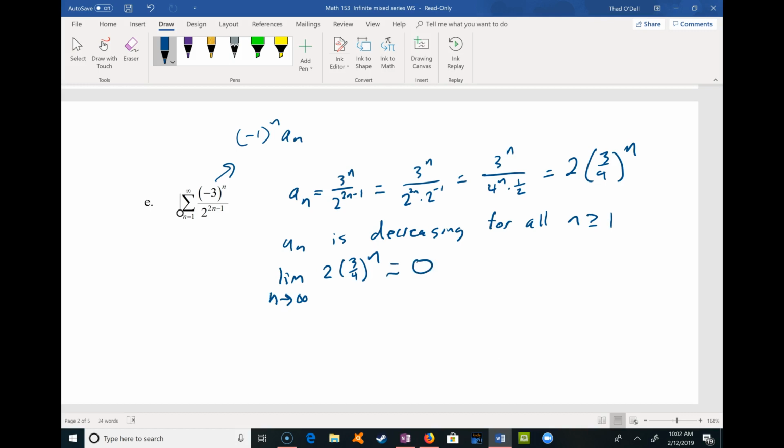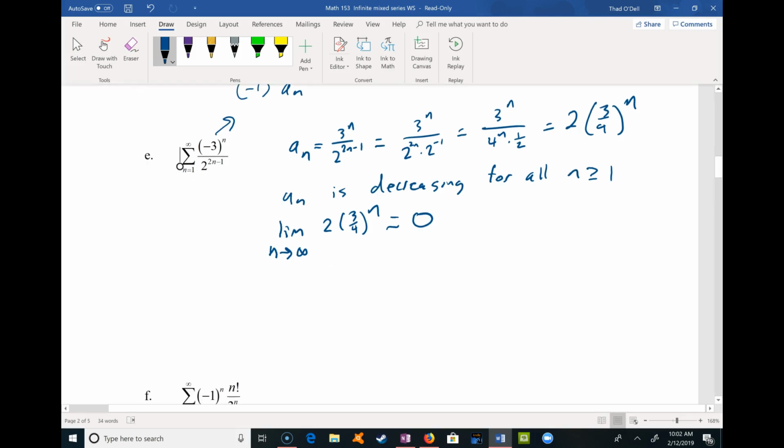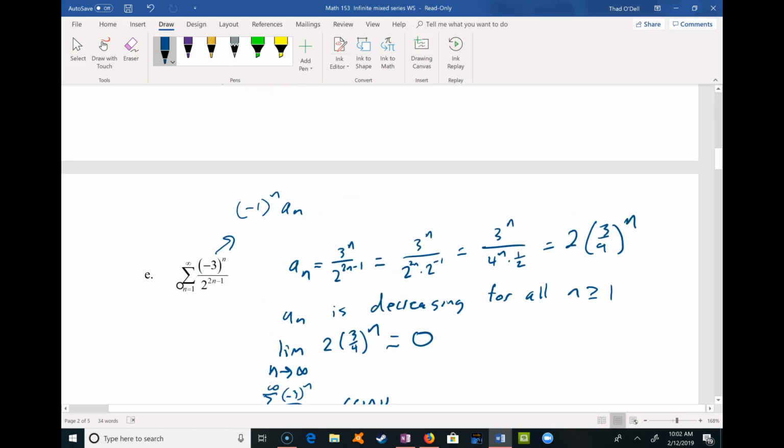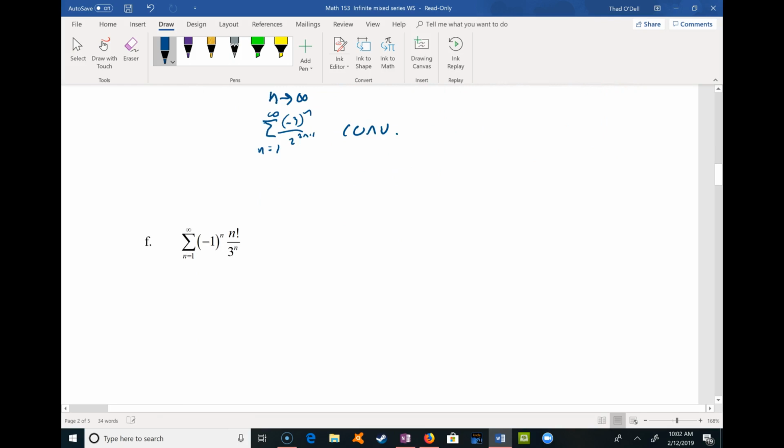And so we met all the requirements. So therefore, this guy converges. Therefore, the sum from n equals 1 to infinity of negative 3 to the n over 2 to the n minus 1 converges. So we use the alternating series test there. I guess I didn't say that. The alternating series test. We'll say AST. Okay. All right.